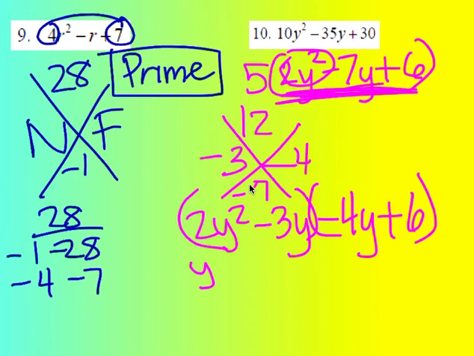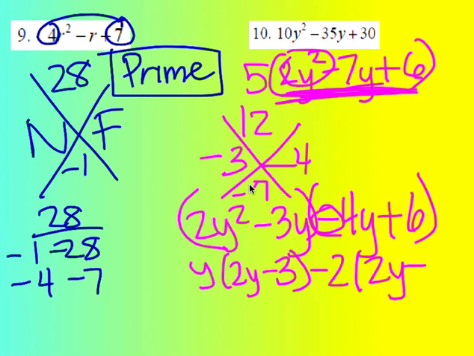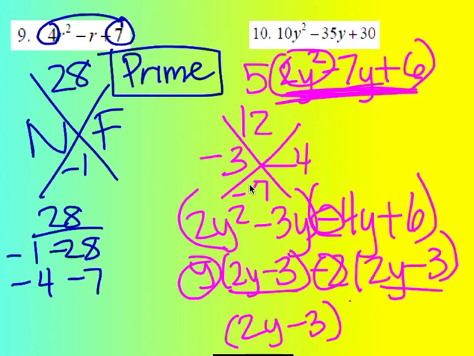Out of this first group, I could take out a y, and then I'm left with 2y minus 3. Notice I have a minus sign here, so I need to take out a negative greatest common factor. Between 4y and 6, I can take out a 2, and then I'm left with 2y minus 3 when I take out that negative 2. So my leftovers are matching here, so that's going to be one of my parentheses. And then y minus 2 here, that's going to be my other parenthesis.